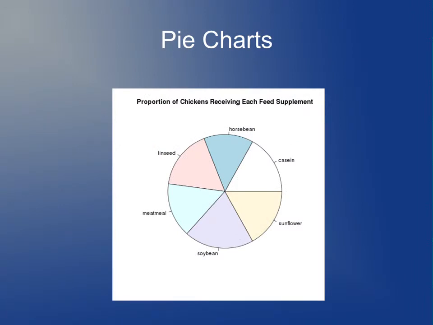The next type of graph that you may want to do, although I advise against it as I'll discuss later, is a pie chart. I assume you've all seen these before. A pie chart just is a little pie where the size of the slice of the pie is proportional to the number of observations in the data set.